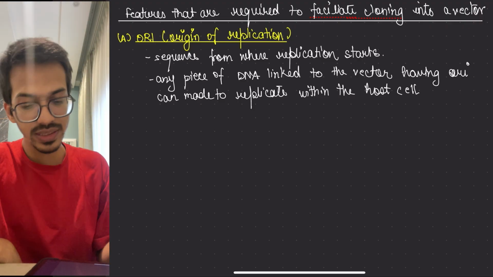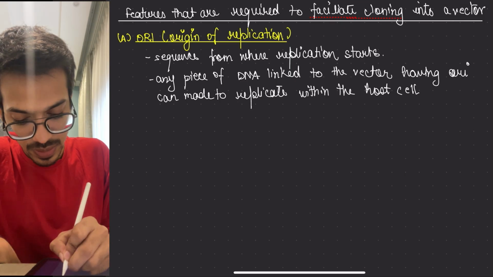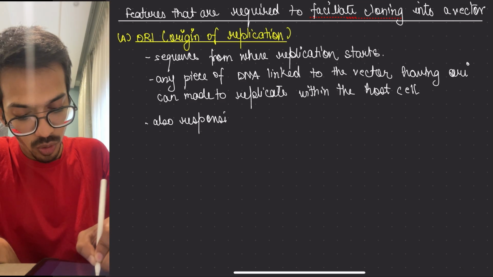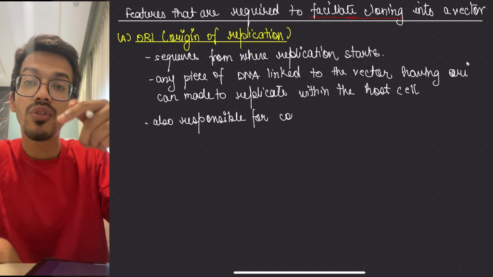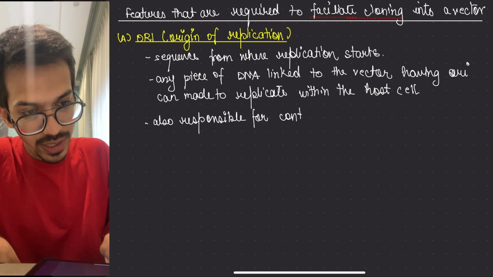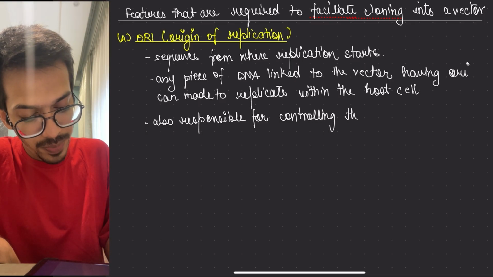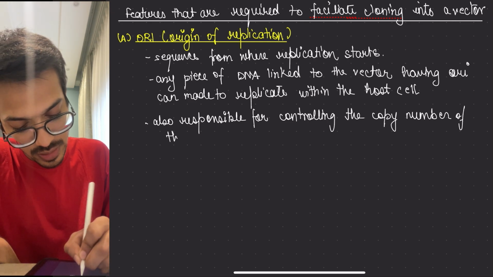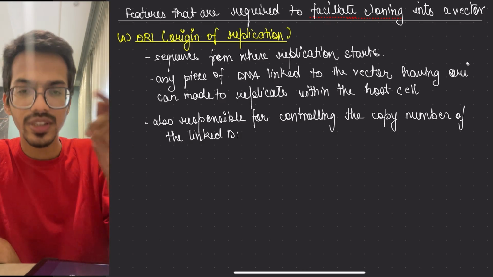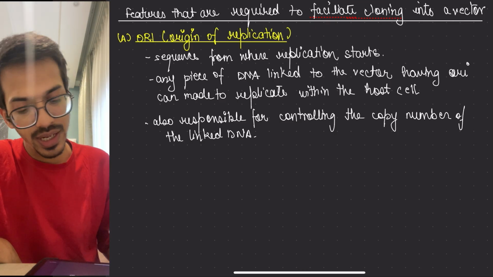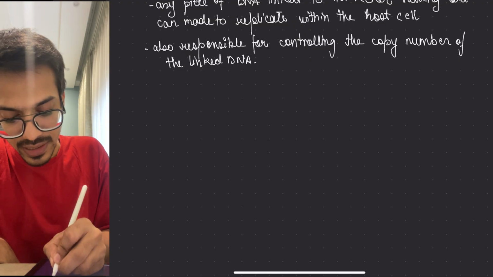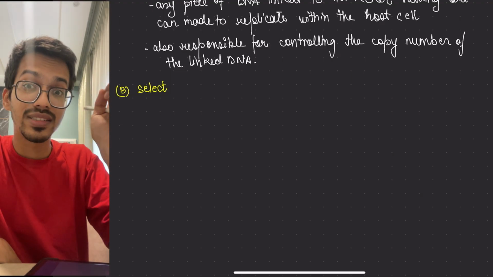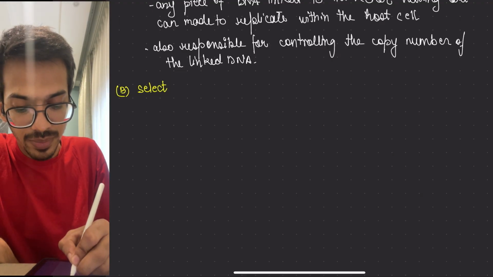Okay, then comes what; this is, plus it is also responsible for controlling the number of copies it will make. Okay, controlling the copy number of the linked DNA. Whatever DNA you put in, however many copies you want to make, it will do. Okay, second is very important, selectable markers, whose exact mechanism we will study later, but here we will understand certain basics of it. Okay, selectable markers.